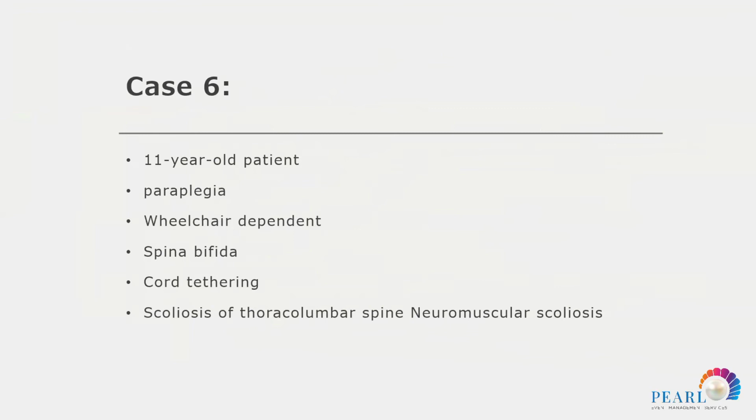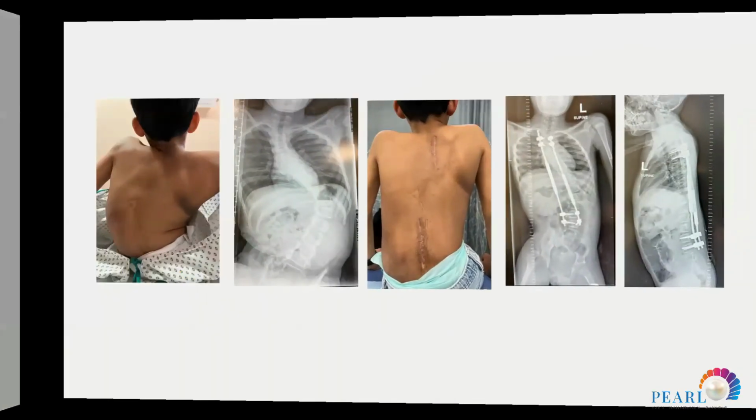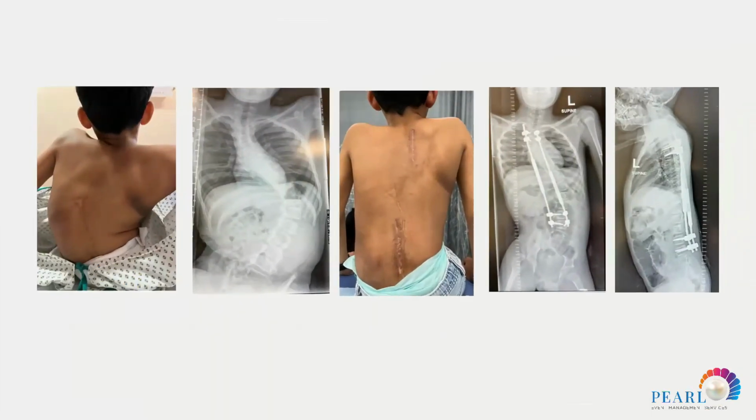11-year-old patient, paraplegia, wheelchair dependent, spina bifida, cord tethering, and scoliosis. This is before surgery, 2 operations done before for the tethering. And this is the curve before. This is the patient sitting comfortable after the surgery. And also we used a growing nail to maintain the spine and to keep it growing.